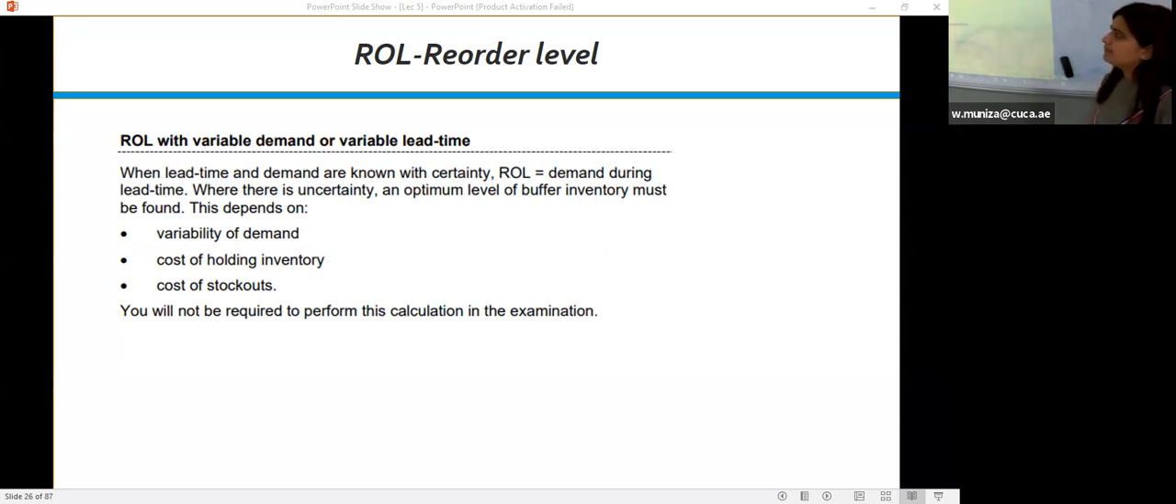So they say when lead time and demand are known with certainty, reorder level is equal to demand during lead time, whereas where there is uncertainty, an optimum level of buffer inventory must be found. This depends upon variability of demand, cost of holding inventory, and cost of stockouts. You will not be required to perform this calculation in the examination, but in multiple choice questions, they might ask you that when variable demand and variable lead time is there, then optimum level of buffer inventory must also be found. This can be asked.